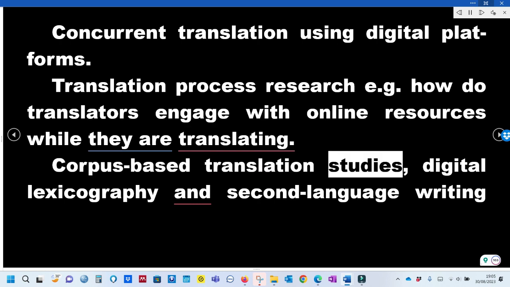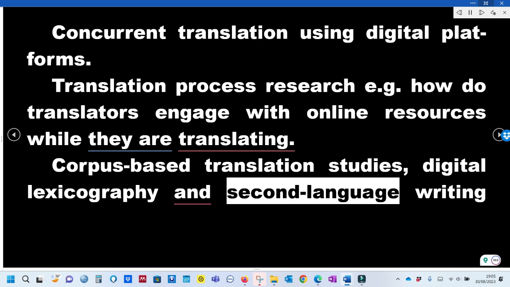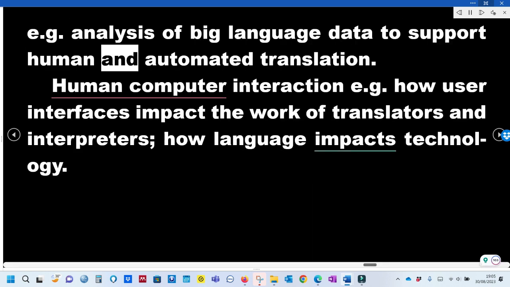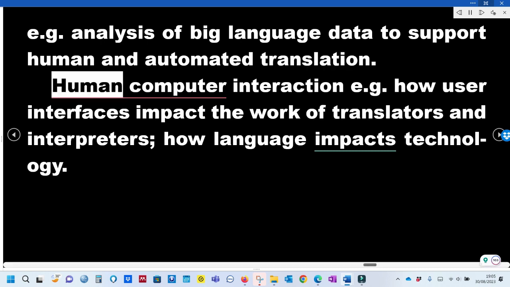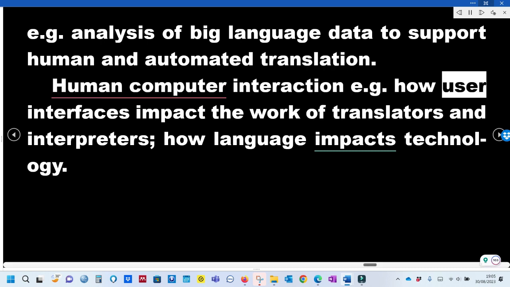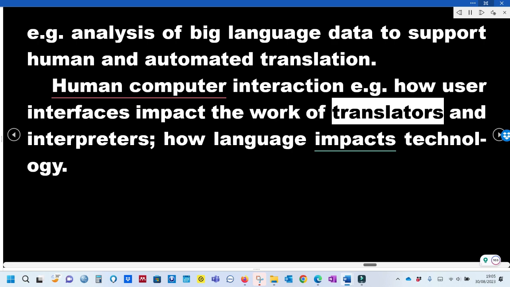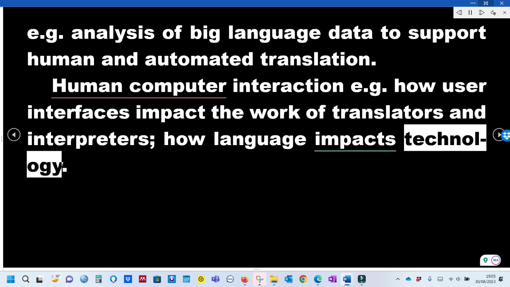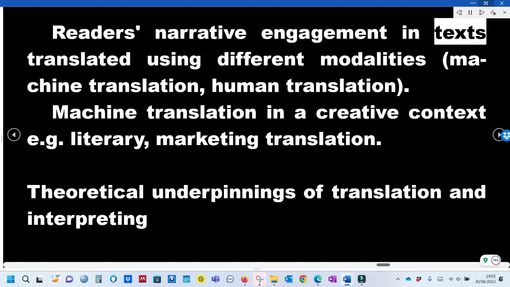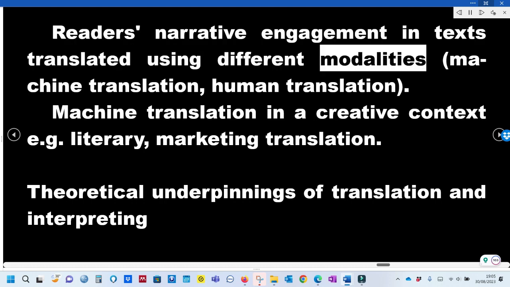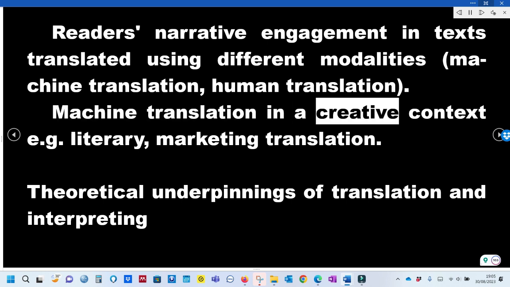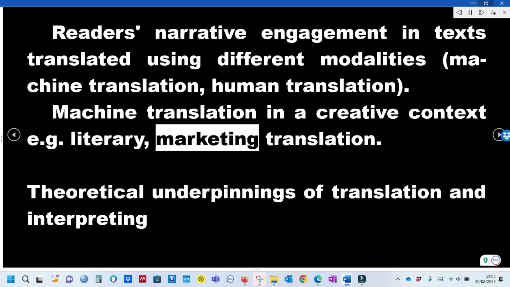Corpus-based translation studies, digital lexicography and second language writing, e.g. analysis of big language data to support human and automated translation. Human-computer interaction, e.g. how user interfaces impact the work of translators and interpreters, and how language impacts technology. Readers' narrative engagement in texts translated using different modalities, machine translation, human translation. Machine translation in a creative context, e.g. literary, marketing translation.